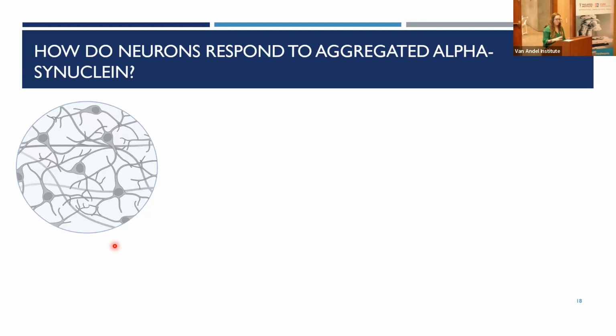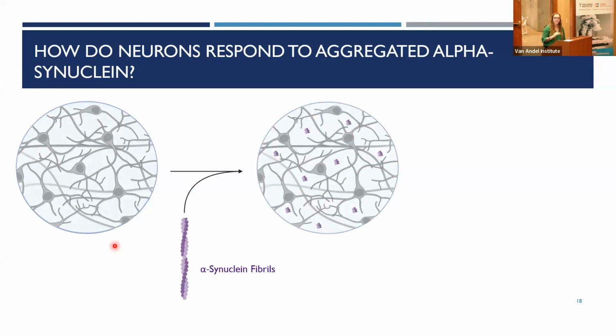And what we're able to do in this really simple system is then add aggregated alpha-synuclein to the system. We put it through a process that makes these aggregates very, very small, and add it to the plate of the neurons.